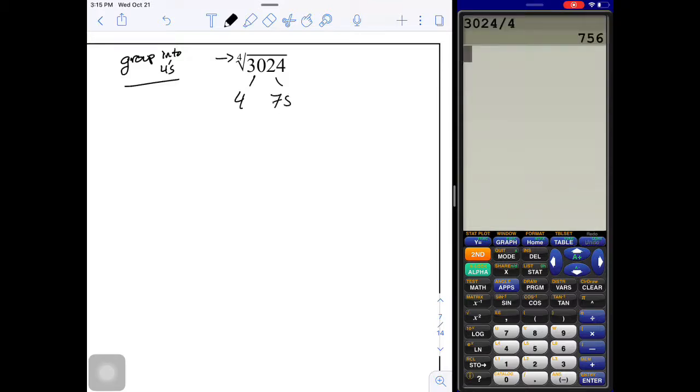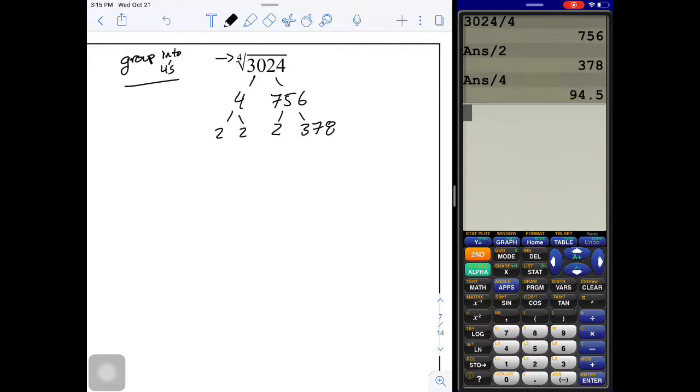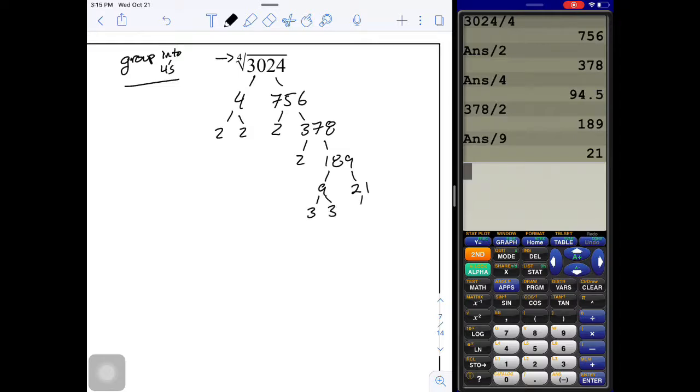So dividing by 4 gives me 756. 4 divided by 2 gives me 2. 756 divided by 2, that gives me 378. 378, let's divide it by 4. Oh, that didn't work. So I'm going to actually divide it by 2. There you go. So 2, 189. Let's divide that by 9. Look at that. So that divides by 9, and that's 21. 9 divided by 3 gives me 3. 21 divided by 3 gives me 7.